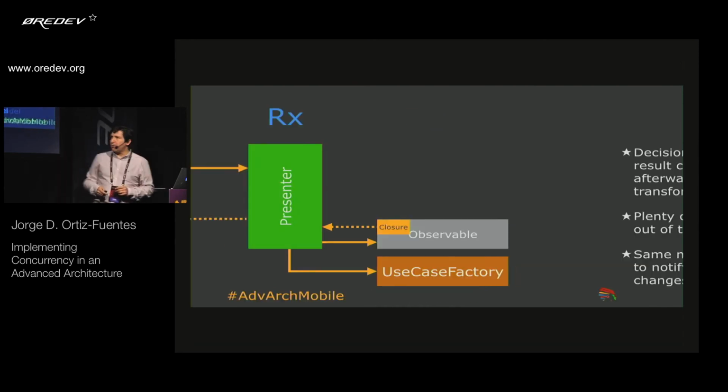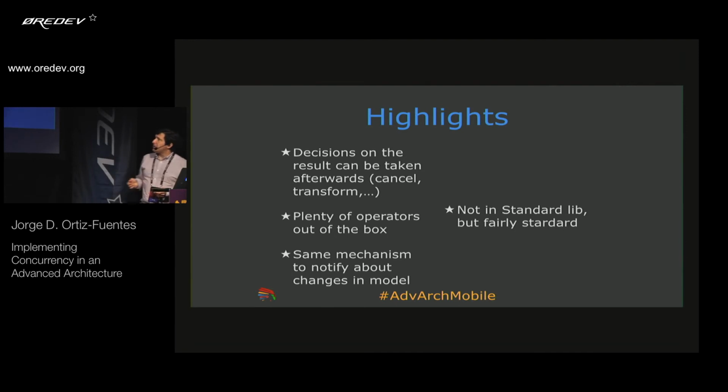Okay? So the highlights of this solution are, well, as I said, Rx is very powerful. It requires an initial investment in order to understand how the pieces work together, but it is quite powerful in the sense of providing transformations that can be applied to modify the results from the different observables that we use in our application. It also comes with a lot of operators out of the box. So there are many that can be done by default, and we don't have to worry about how to do the transformations.